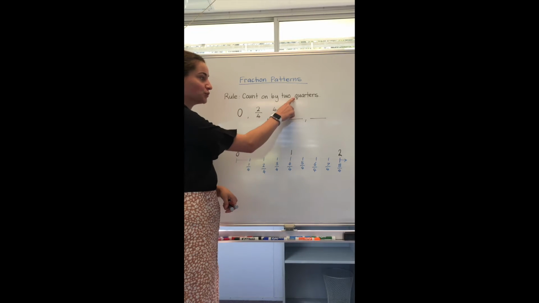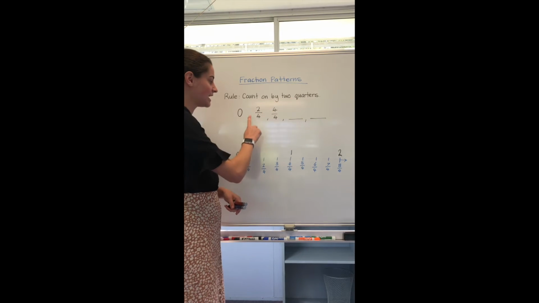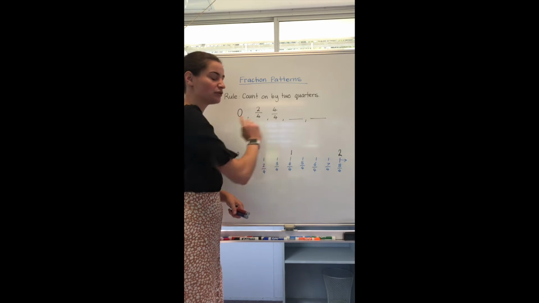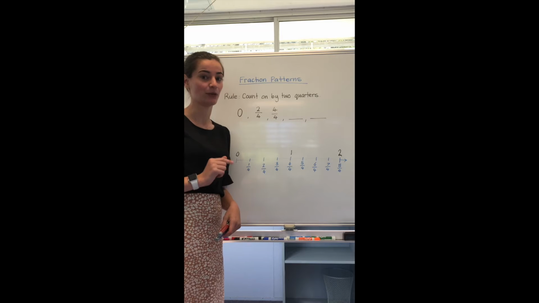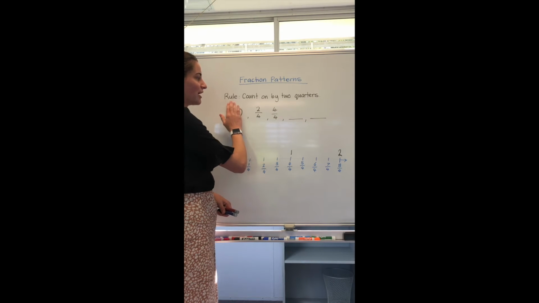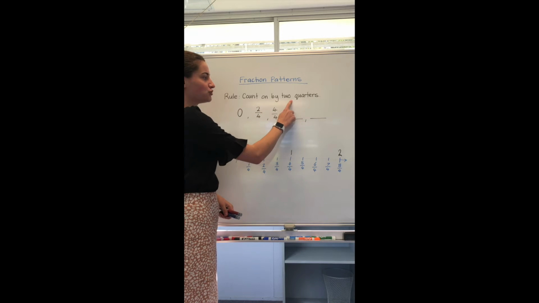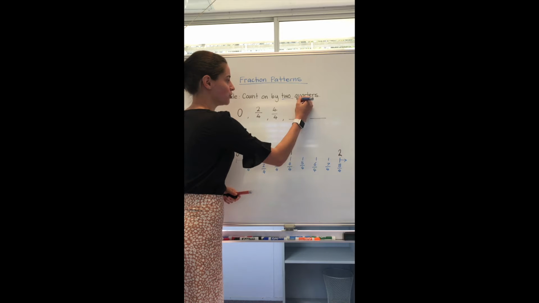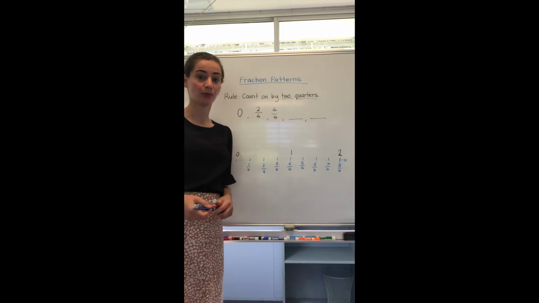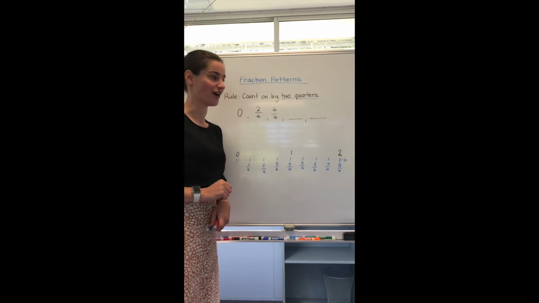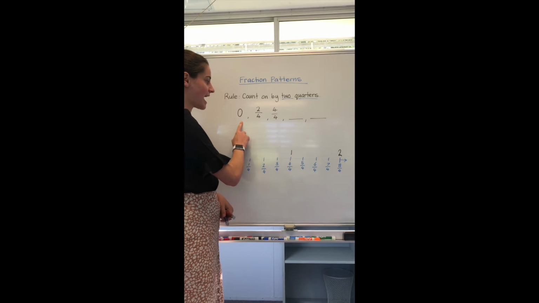I have the rule for my number pattern and I have my number pattern that has started, but we have a few missing terms in our pattern that we need to solve. I'm going to look at first our rule. Our rule is count on by 2 quarters. I'm going to underline that 2 quarters. That's very important to know that we're not going up by 1 quarter, we're going up by 2 quarters each time. Let's have a look at our number pattern.